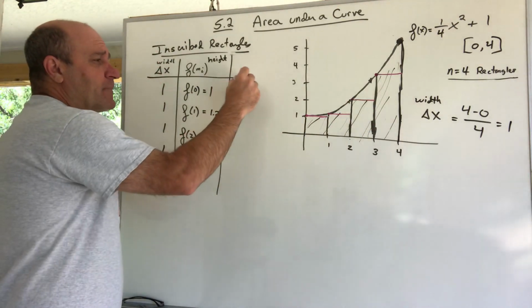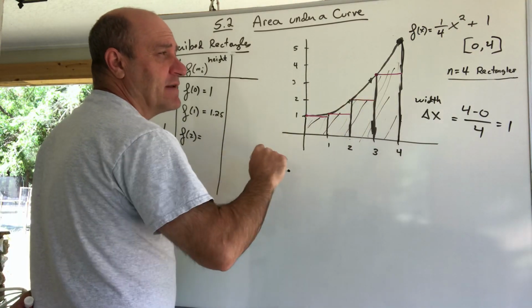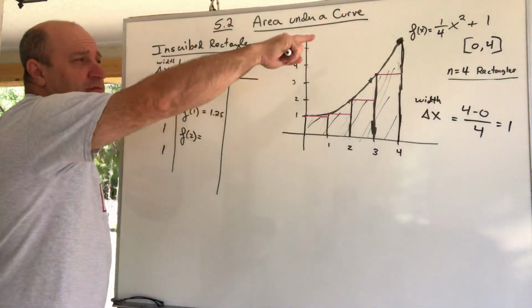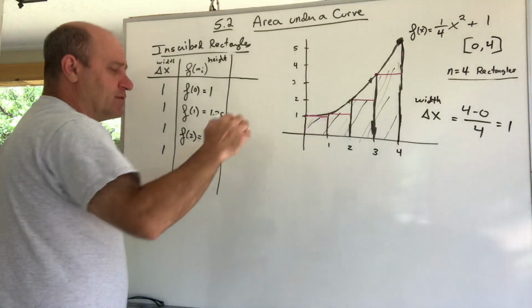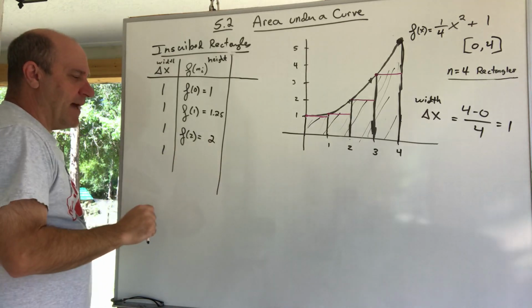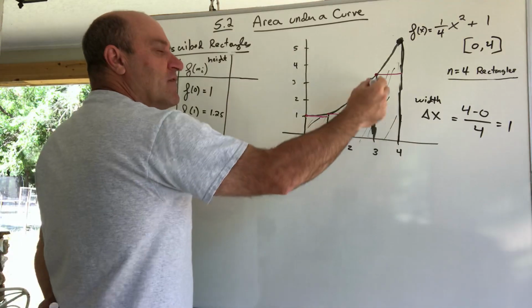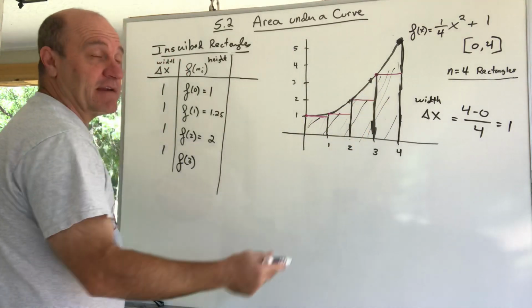I plugged in a 2 to get the height of that inscribed rectangle. When I plug in a 2, the y value is 2. That's the height. For the last rectangle, I plugged in a 3. I plugged in the left endpoint for the height of the inscribed rectangle.